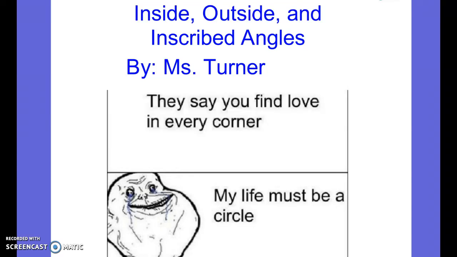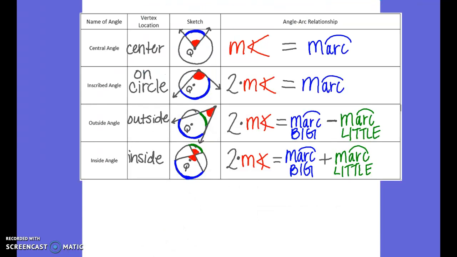Okay guys, today we are going to talk about inside, outside, and inscribed angles, which we talked about yesterday, but this is for you guys who weren't here, or maybe you have no idea what's happening in your life. Okay, so you're going to need two things. You're going to need the paper that we started yesterday, and you're going to need the formula chart that we completed yesterday in class. That should look like that.